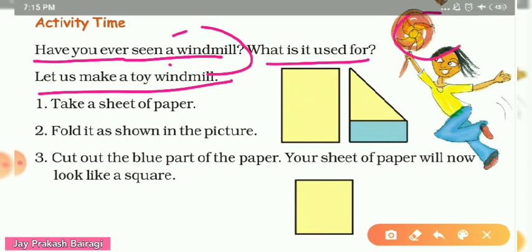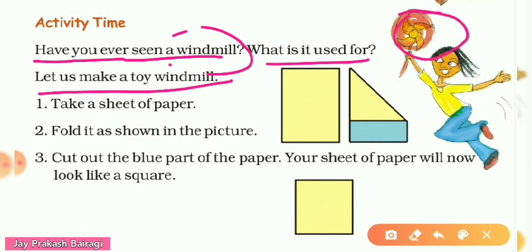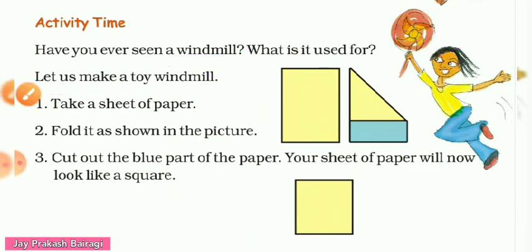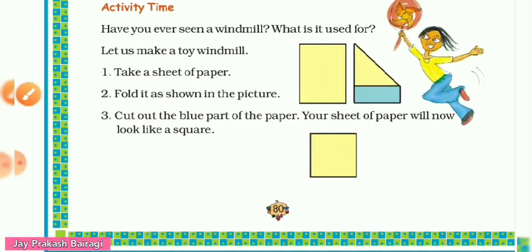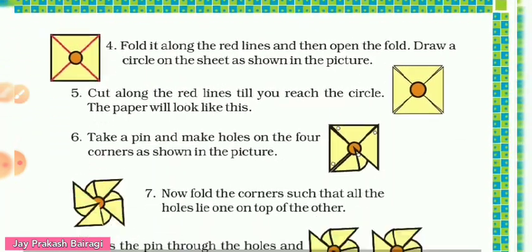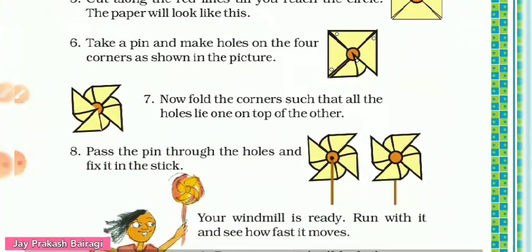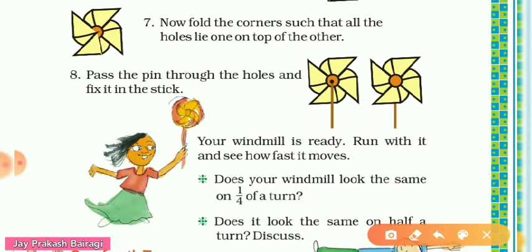So the girl is having a toy windmill. So how to make it? Here are some steps. You can read them very well, and I think you have made this type of windmill in your previous classes also. So some steps are here: 1, 2, 3, 4, 5, 6, 7, 8. Yes, 8 steps are given here. So some questions are here.